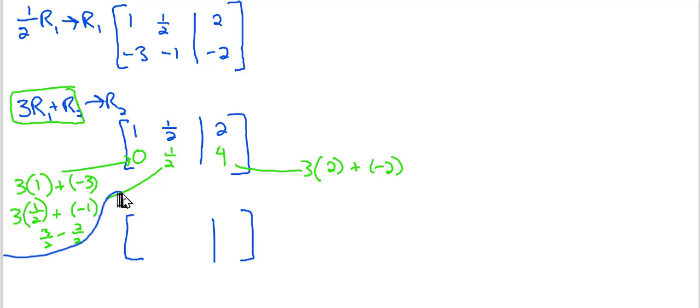I'm just going to separate this stuff off. I want a 1 in this spot in the bottom row. Get the 1 first, then work on any zeros that you need. I'm going to do 2 times row 2 and put it in row 2. Leaving the first row alone, 2 times 0 is 0. 2 times 1/2, hey, that gets me the 1 I'm looking for. 2 times 4 is 8.